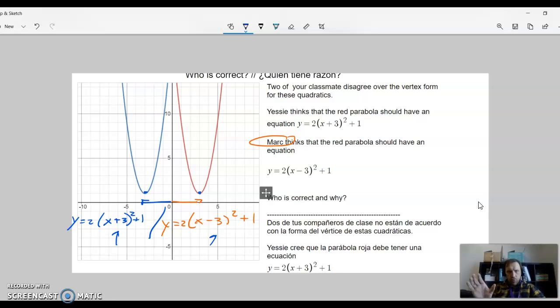Write this in your notes, right? That the minus 3 moves it to the right 3 and the plus 3 moves it to the left 3. That plus 1 on the outside does the same thing to both of these, moving it up 1 in the y axis. So this is a great realization. 3 to the right, minus 3. 3 to the left, plus 3. This is going to come up multiple times.